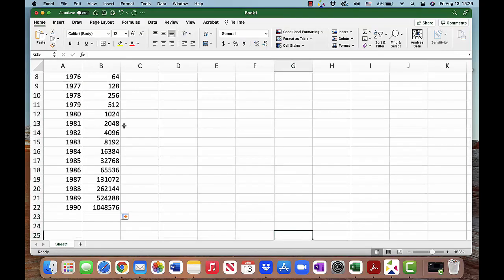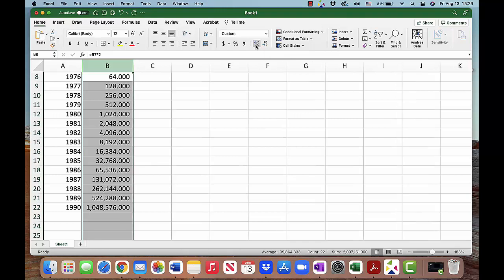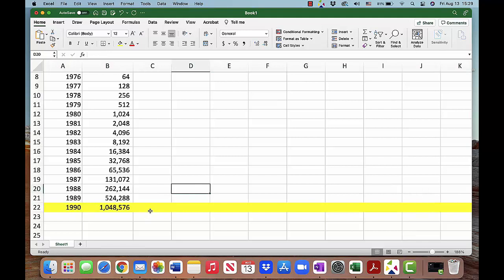Alright, we got that number. Now we can actually put some commas in here, so that way it can separate the magnitudes, which we'll review in a moment, after we fill out that table. But that's where we add the 1990. Here we go. So this is 1,048,576.